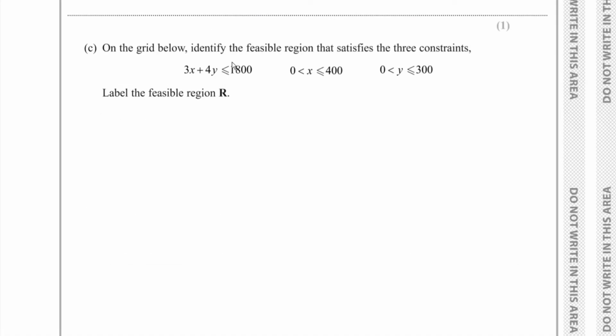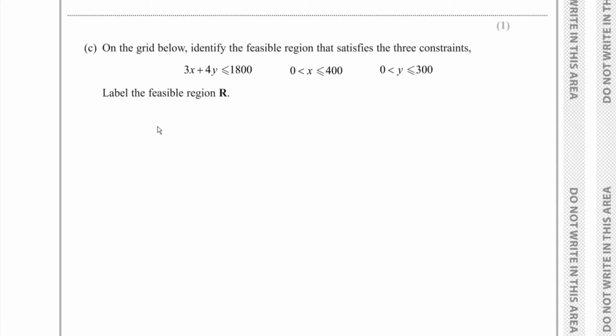Part C. On the grid below, identify the feasible region that satisfies the three constraints. 3x plus 4y is less than or equal to 1800, x is greater than 0 but less than or equal to 400, and y is greater than 0 but less than or equal to 300. Now, let's focus on this 3x plus 4y is less than or equal to 1800. To draw that line, we need 2 points. Now, when x is 0, we have 4y equals 1800, meaning when x is 0, y is equal to 450.